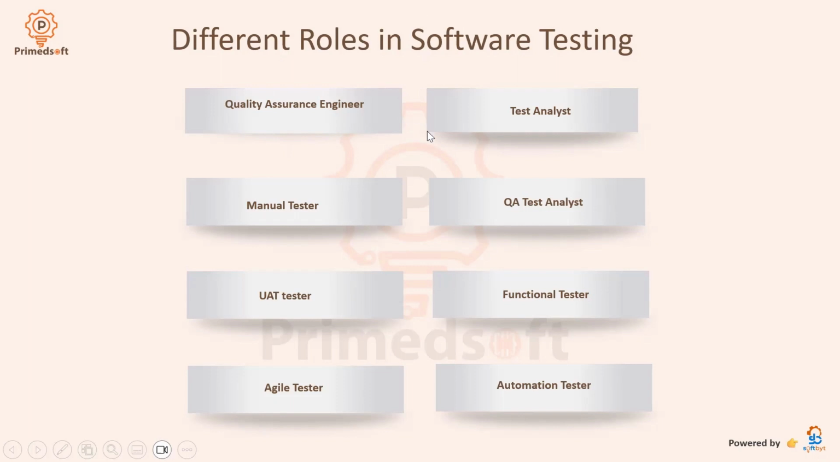And then you have test analysts as well. So you can be a test analyst. Some of them are manual testers, which are just for manual testing. You have QA test analysts. You have UAT tester, which is user acceptance tester, functional tester, agile tester, automation tester. Sometimes you can even have automation test engineer, as the case may be. So these are different roles of a software tester.